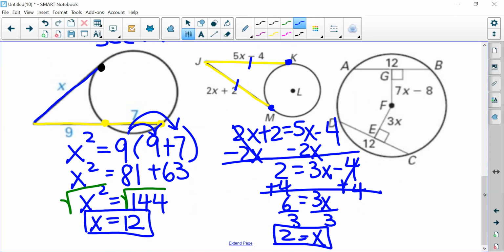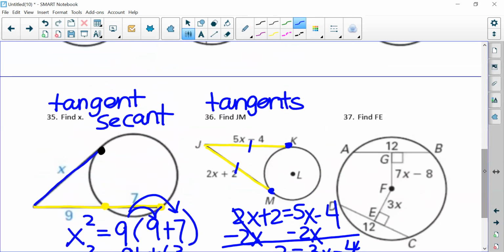But you can't stop there because look, they asked us to find the length of JM, not the value of x, the length of JM. Since JM is currently 2x plus 2, we know that x has a value of 2, so 2 times 2 plus 2. 2 times 2 is 4 plus 2 is 6, so the length of JM is 6, okay?